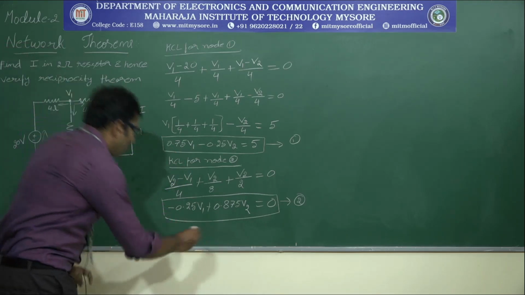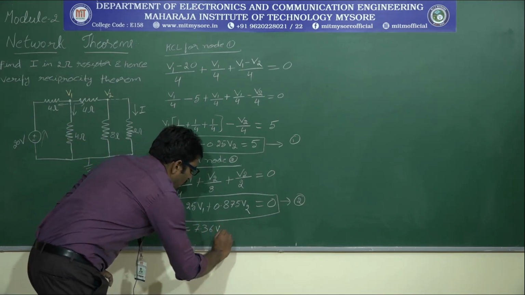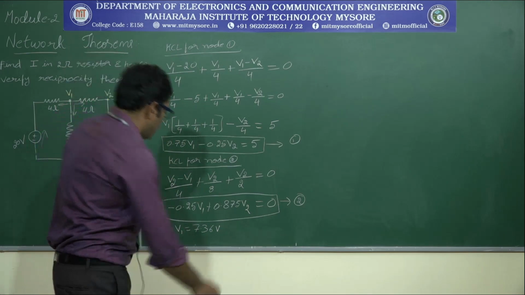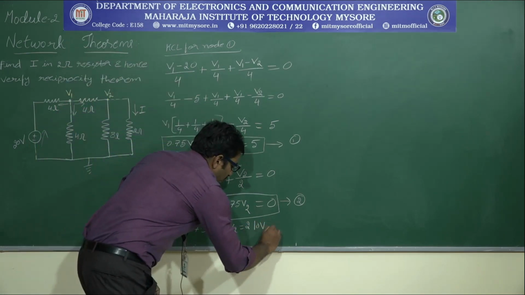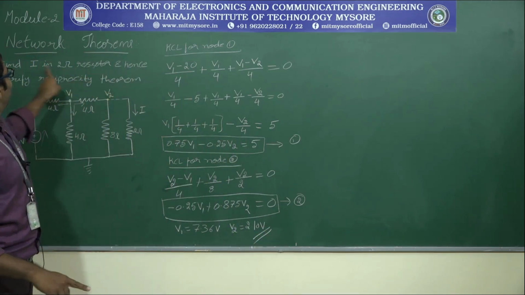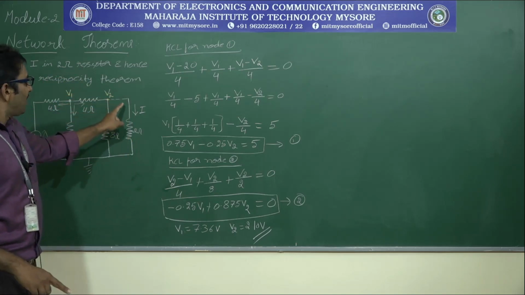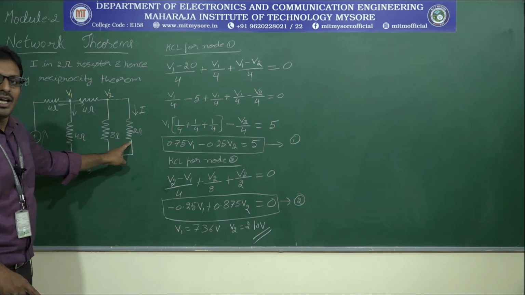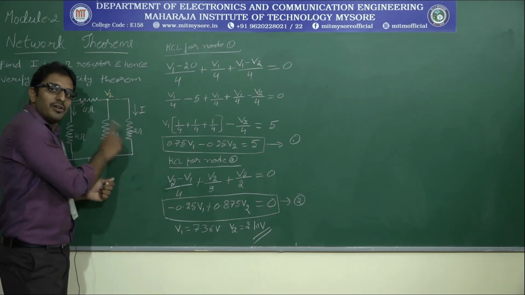So you will get V1 equal to 7.36 volts and V2 equal to 2.10 volts. But the question is, find I in the 2 ohm resistor, correct? So how can we find the current in the 2 ohm resistor? If you want to find the current in the 2 ohm resistor, what is the formula? I is equal to V by R.